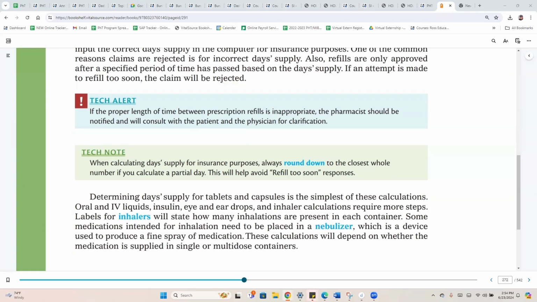Determining day supply for tablets and capsules is the simplest of the calculations. Oral and IV liquids, insulin, eye and ear drops, and inhaler calculations require the most steps. Labels for inhalers will state how many inhalations are present in each container. Some medications intended for inhalation need to be placed in a nebulizer, which is a device used to produce a fine spray of medication. These calculations will depend on whether the medication is supplied in single or multi-dose containers.